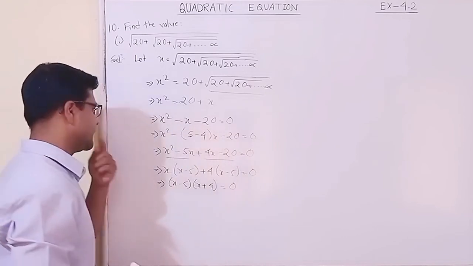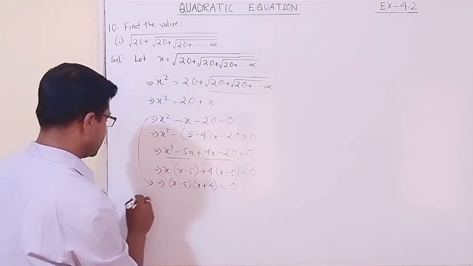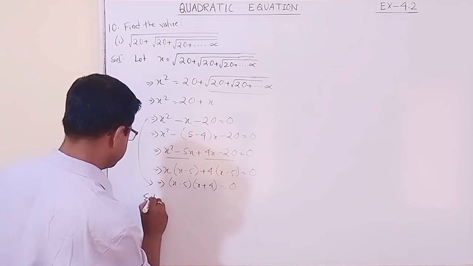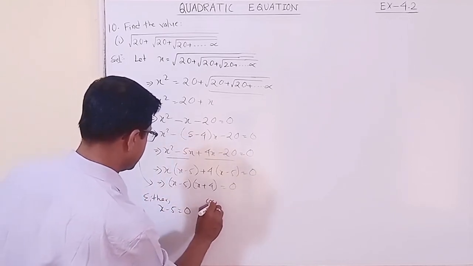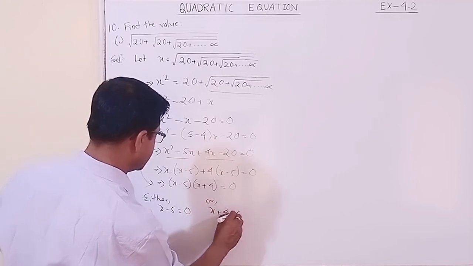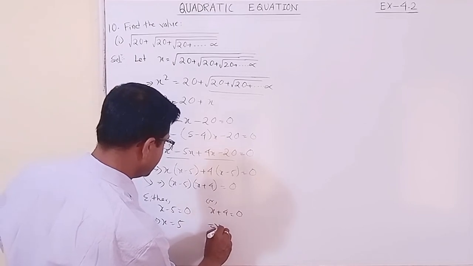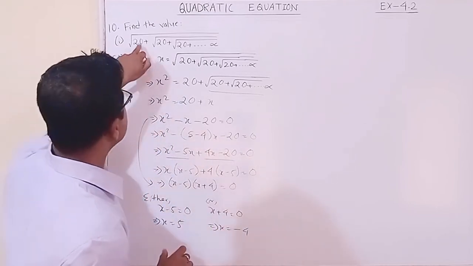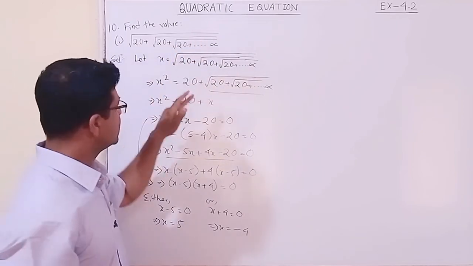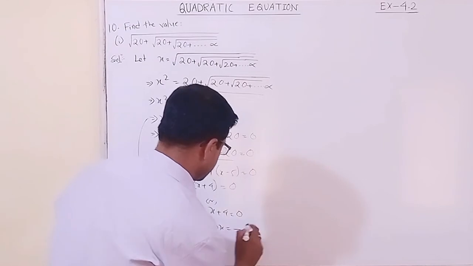Now dear students, some of you who can do the factorization directly can skip to this line directly. So either x minus 5 is equal to 0 or x plus 4 is equal to 0. So x is equal to 5 and x equal to minus 4. Now dear students, you can check one thing. Here all the terms are positive, so it is impossible that its value will be negative. So this value is rejected.